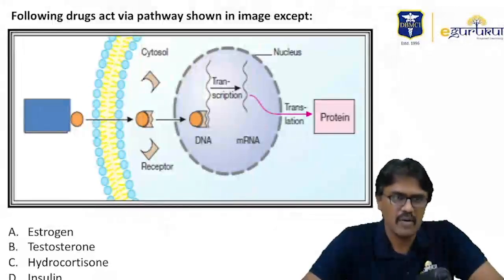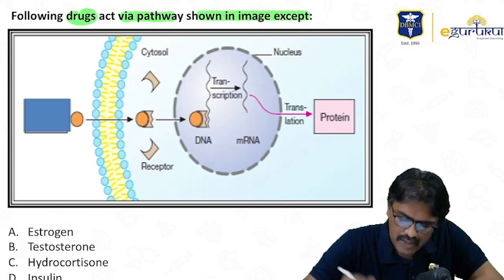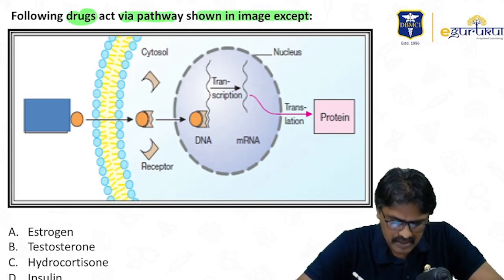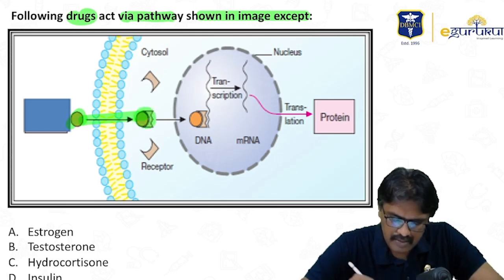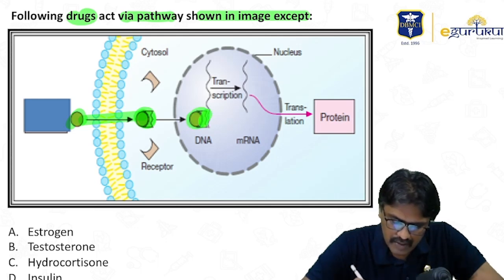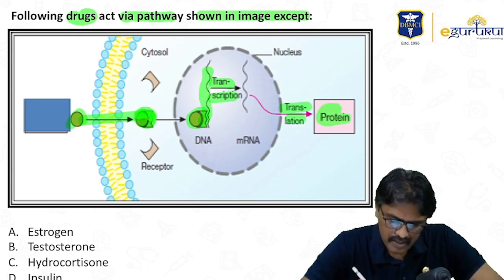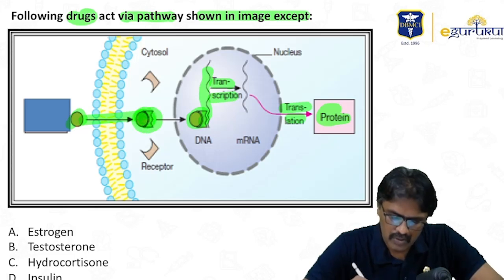Moving on to the general pharmacology question. Following drug acts via pathway shown in image except. Now you can see in the image, this is the drug. The drug enters inside the cytoplasm, binds to the receptor in the cytoplasm, and then it will do something with DNA. There will be transcription, then translation, then the protein synthesis. Now the drug is acting on a receptor present in the cytoplasm, then go to the nucleus.